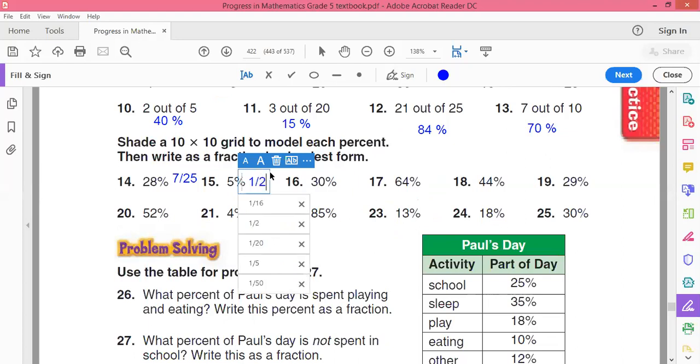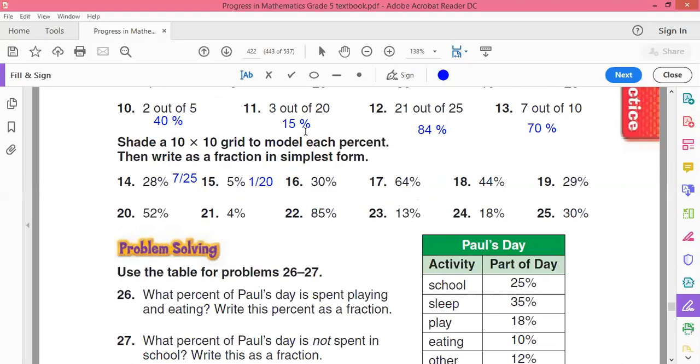Sorry. So you said 100. Teacher, 5 multiply what equals 100? 20. 5 multiply 20. Yeah.